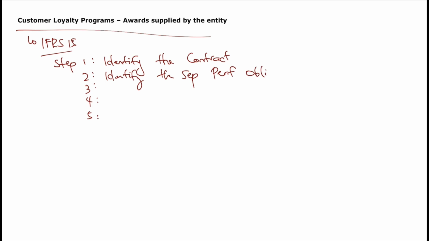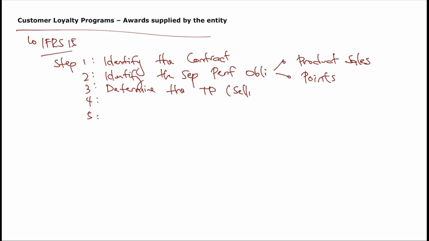Right? We're in here, dalawa lang naman yung separate performance obligation natin. Ano yung una? Yung una is yung tinatawag natin na product sales. Then pangalawa is yung mga points. Okay? Number 3 is to determine, no, the transaction price. Transaction price, ito yung total selling price na na-receive natin from the customer. Okay? Step 4, allocate the transaction price to the separate performance obligation.